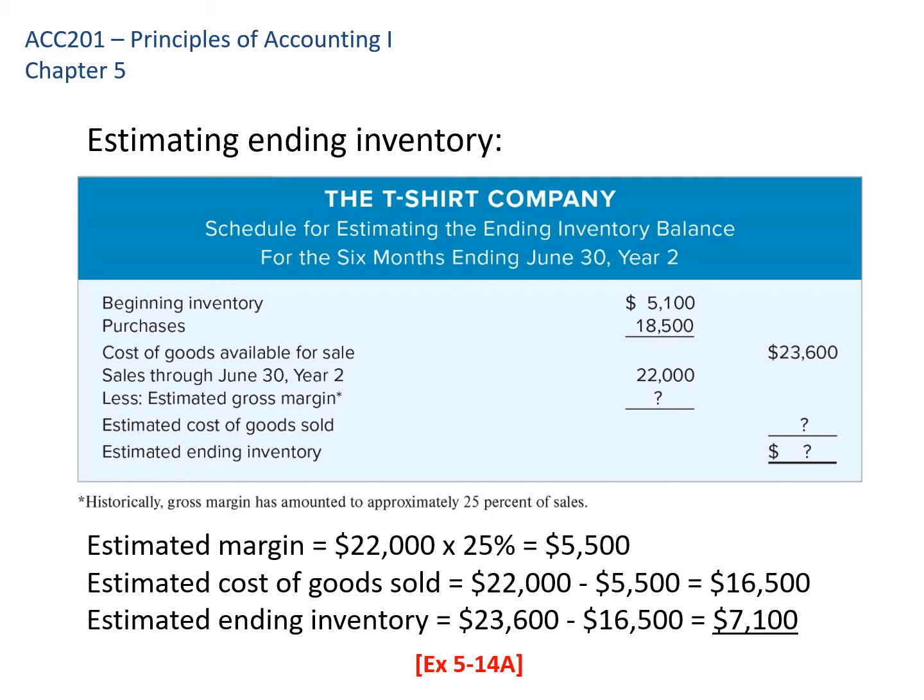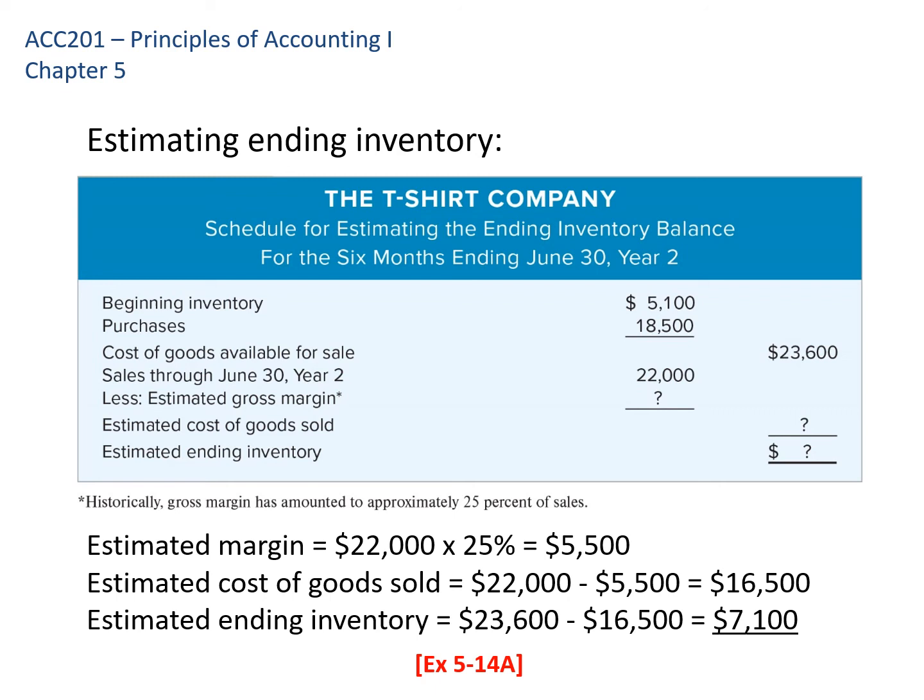if I know what my margin is on that, like say my margin is normally or historically 25%, then I could deduct what the margin was from the selling price. $22,000 is what I charge customers, not my cost. Okay, so if I take that $22,000 and I subtract the margin, then my cost would have been $16,500. So if I deduct $16,500, that is my estimate of what the cost of the goods that left my store was. So if I had $23,600 available and $16,500 left my store, my ending inventory should be $7,100.